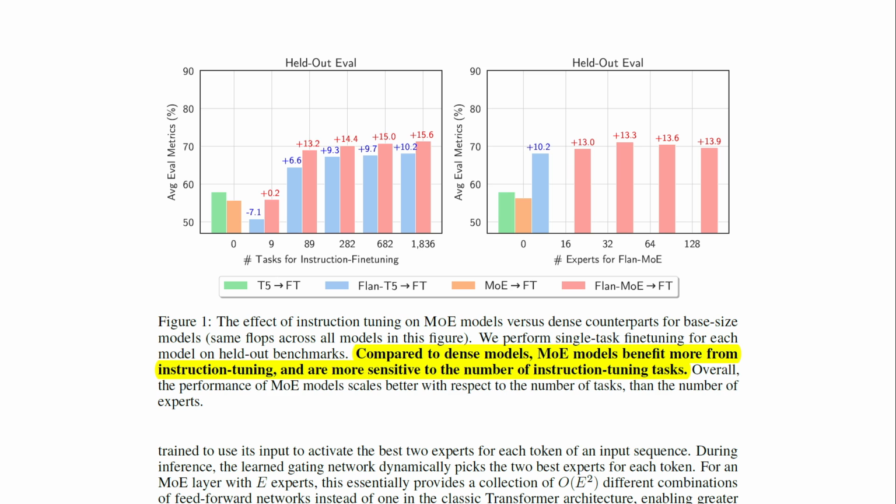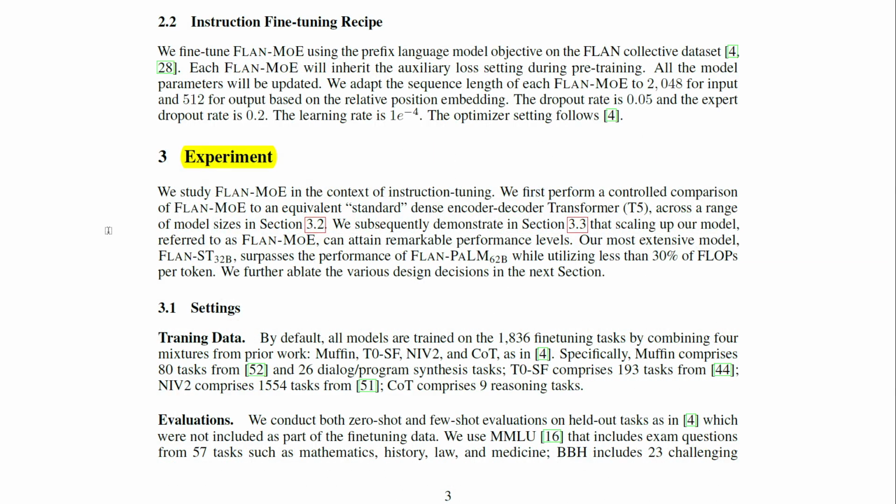Unlike dense models, MOE models benefit greatly from instruction tuning, and they are particularly sensitive to the number of instruction tuning tasks. The study compared FLAN MOE to a standard dense encoder-decoder transformer across various model sizes. It was discovered that scaling up FLAN MOE led to remarkable performance improvements. For example, their most extensive model, FLAN ST32B, outperformed FLAN Palm 62B, while using less than 30% of flops per token.